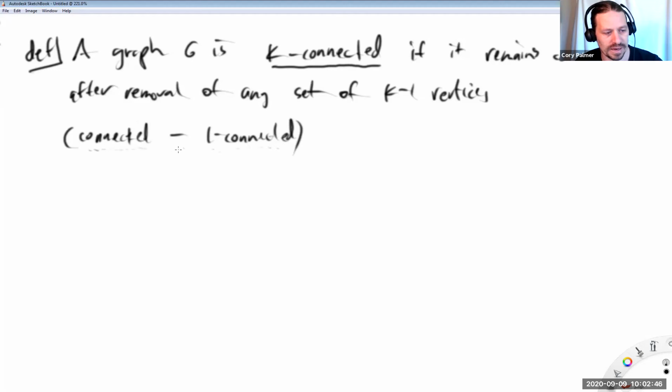So if I tell you that it's connected, all that it implies to you is that it's one connected. It might be higher connected than one, but all it says, so let me say, being connected implies one connected.